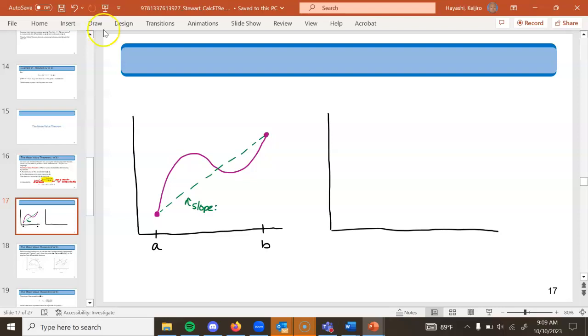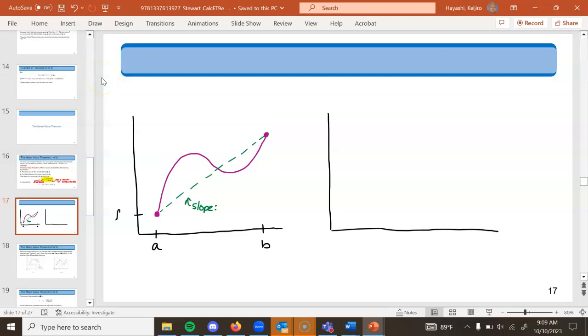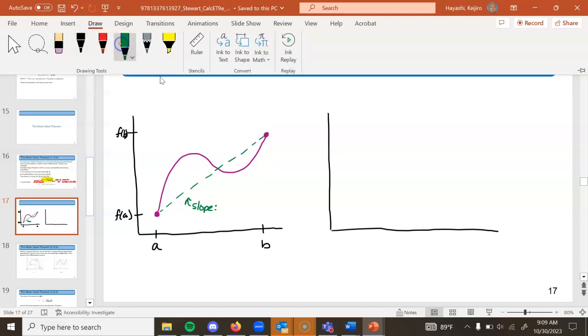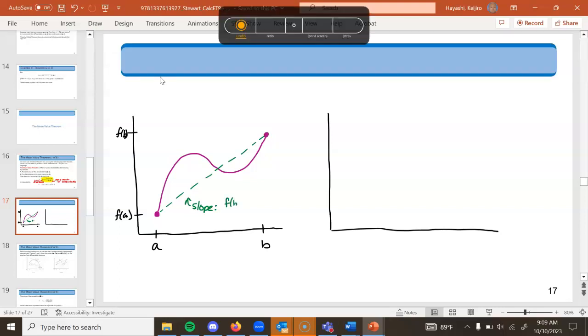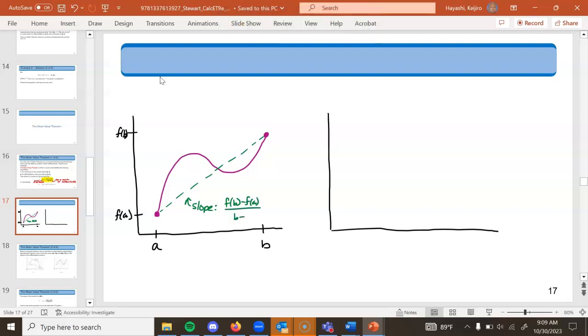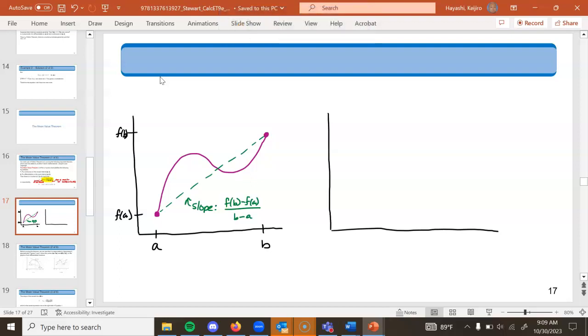So the slope of this line, so let's say this y value is f of A, and this y value is f of B. Slope of this line should be f of B minus f of A over B minus A. That's just the slope formula.